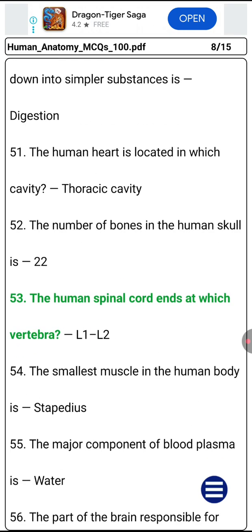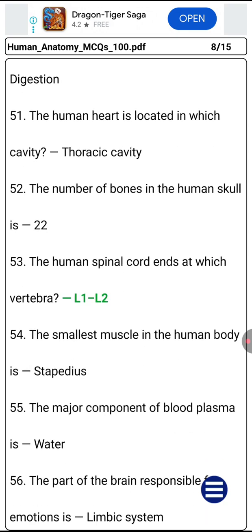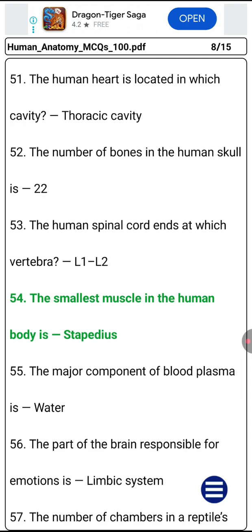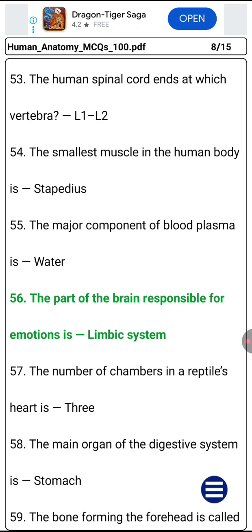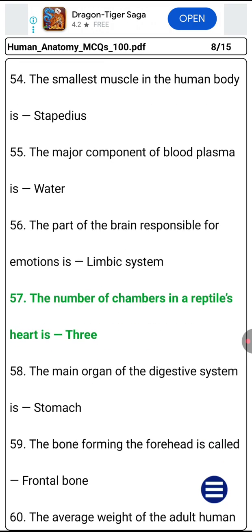53. The human spinal cord ends at which vertebra? L1, L2. 54. The smallest muscle in the human body is stapedius. 55. The major component of blood plasma is water. 56. The part of the brain responsible for emotions is limbic system. 57. The number of chambers in a reptile's heart is 3.